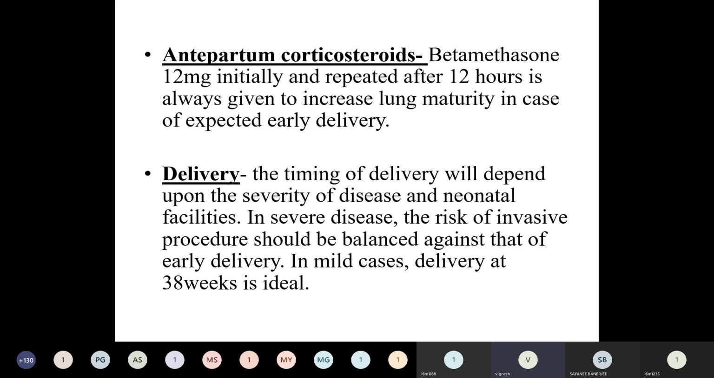Then how do you time the delivery? The timing of delivery will depend upon the severity of the disease and also the neonatal facilities which are available. In severe disease, the risk of invasive procedure should be balanced against that of early delivery. In mild cases, you can continue the pregnancy to 38 weeks, which is the ideal time for delivery.